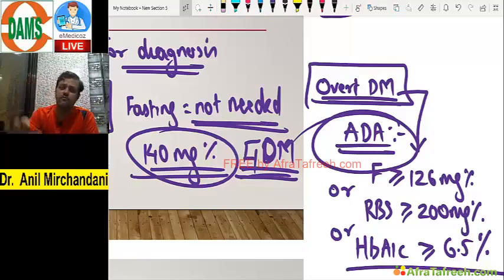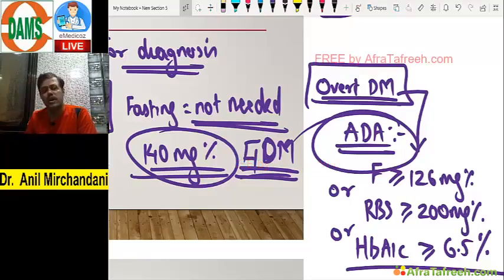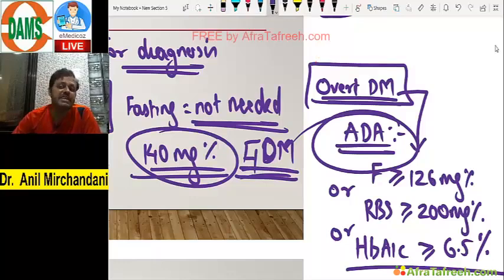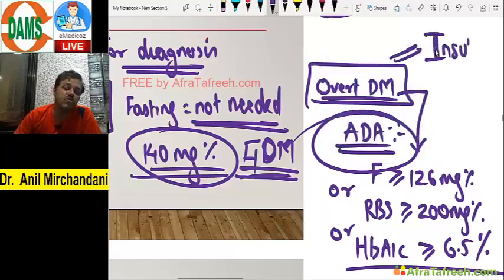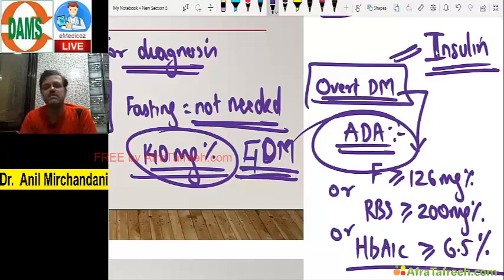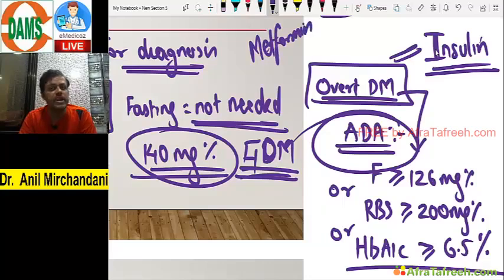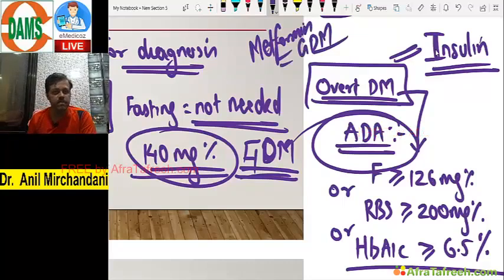If you get a question, drug of choice for GDM or overt diabetes mellitus, the answer is insulin. But these are the days when clinical vignettes would be there. Remember, if there is any patient whose diagnosis you have made as overt DM, you are not supposed to give oral hypoglycemic agents. For them, the only answer is insulin. Oral hypoglycemic agents are allowed, but only in GDM cases. We give metformin therapy, but only in GDM, not in overt diabetes mellitus. As simple as that.